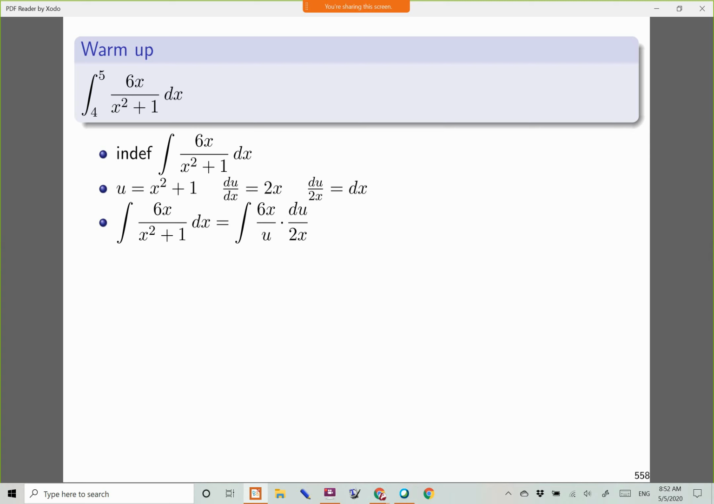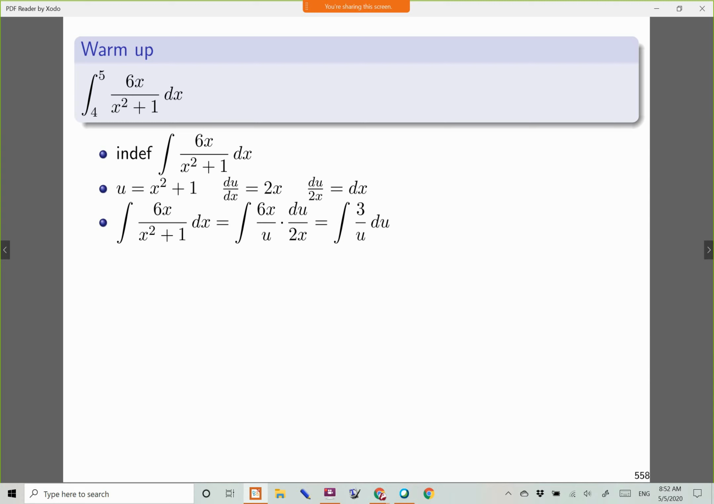In any case, here, the factor of x on top and bottom cancel. 6 over 2, you can cancel a 2 on top and bottom. You're left with a 3 in the numerator. The u should remain in the denominator. It's common for people to accidentally promote that u to the numerator. So we have here the integral of 3 over u du, and now it's time to anti-differentiate.